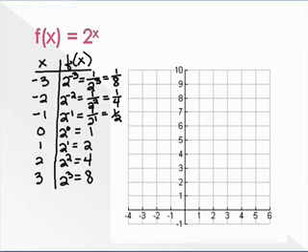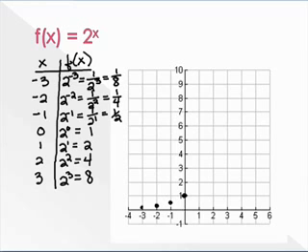Well, that gives us quite a few points then. So let's go ahead and graph those. I'm going to start with 0, 1. So 0, 1. And then let's go to negative 1. Negative 1 is 1/2. Negative 2 is 1/4.